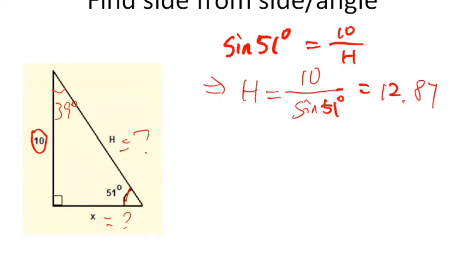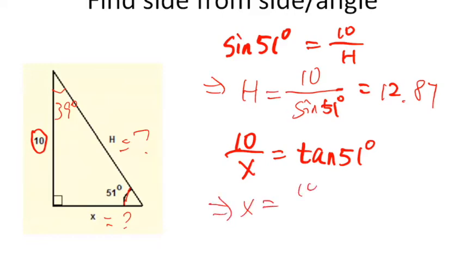Now the same way, if you want to find x, suppose we don't know the hypotenuse yet, we just know this 10 and this angle 51, so it should be opposite side over x. So 10 over x equals tangent 51 degrees. So you can calculate x. And if you carry the calculation out, I'll ask you to do this as practice.